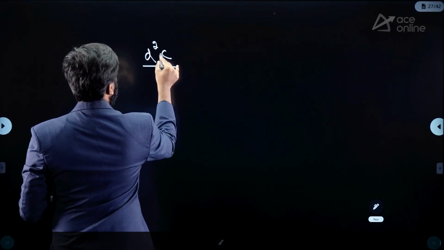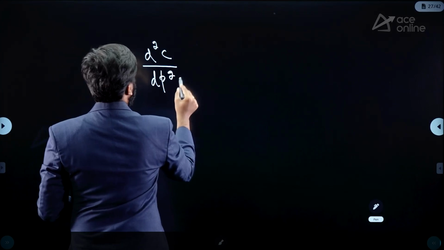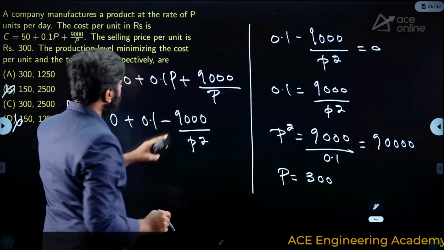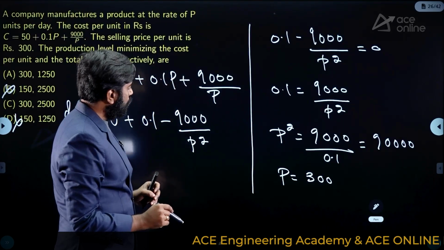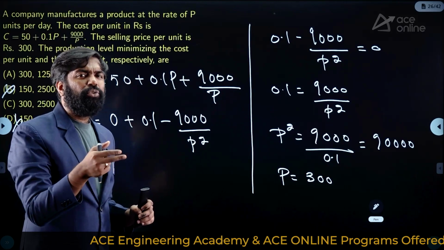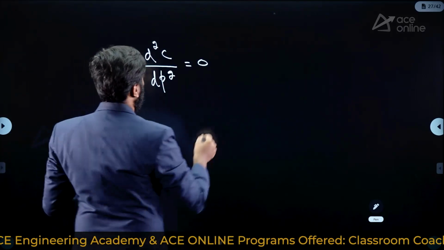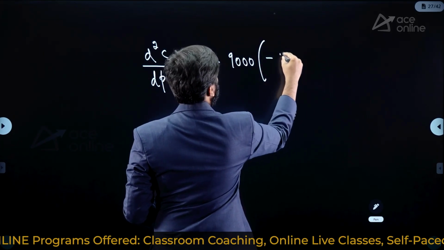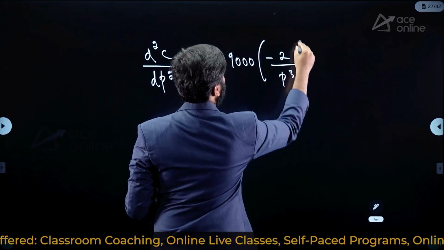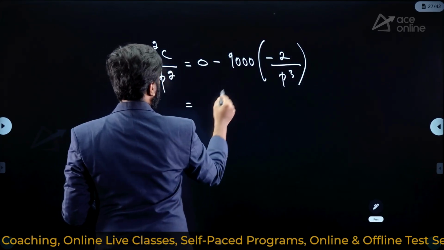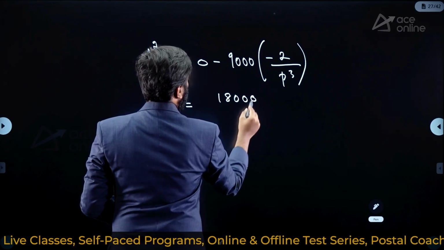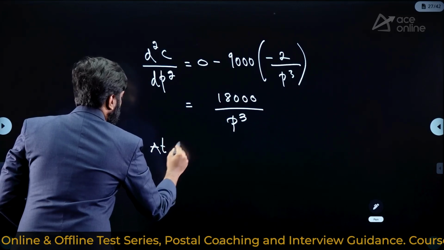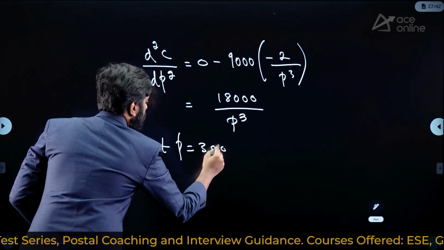What is d square C by dP square? So what's the derivative of this 0.1? It is 0. What's the derivative of 1 by P square? So 1 by x square derivative is minus 2 by x cube. So minus 9,000. 1 by P square derivative is minus 2 by P cube. So what is this final value? It is 18,000 by P cube.